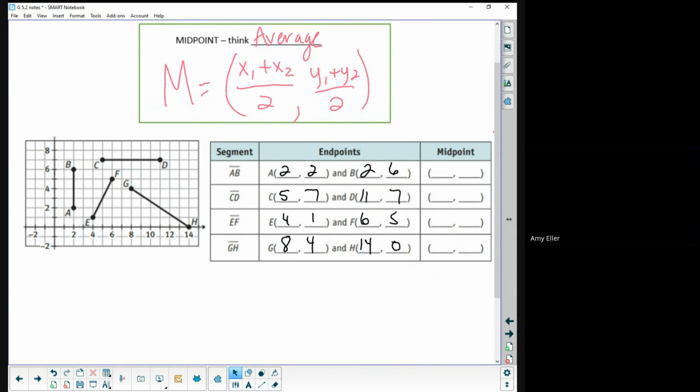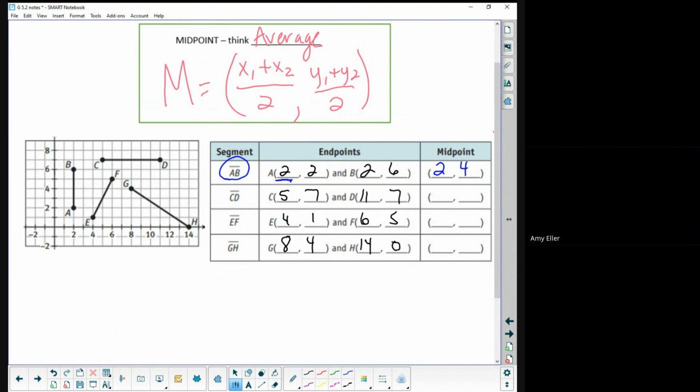Now let's talk about midpoint. We have a formula for how to find it. Let's look at segment AB. Here is segment AB. We know points for A and for B. You can tell by looking that the middle point is right here, and that is the point 2, 4. Let's write down that point, 2, 4. Let's see if our formula works.